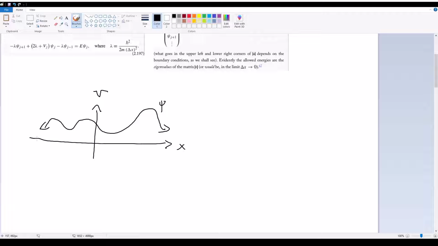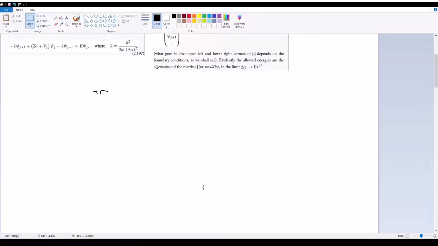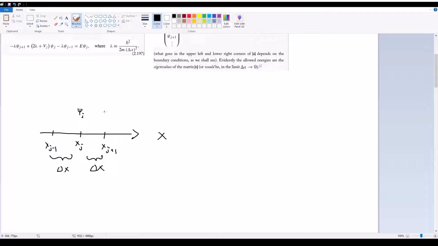So instead of going from x equals negative a to x equals a, or x equals 0 to x equals a, depending on how your well is shifted, I'm instead going to define my x-axis using equally spaced intervals I'm going to call delta x. So this is my x-axis, and I'm going to say that this is xj, this is going to be xj plus 1, this is going to be xj minus 1. I can go on, I can say xj plus 2, xj minus 2, and so on. Each of these intervals are evenly spaced, and I'm going to call them delta x. And the wave function at any given interval point is going to be psi j, this is going to be psi j plus 1, this is going to be psi j minus 1.